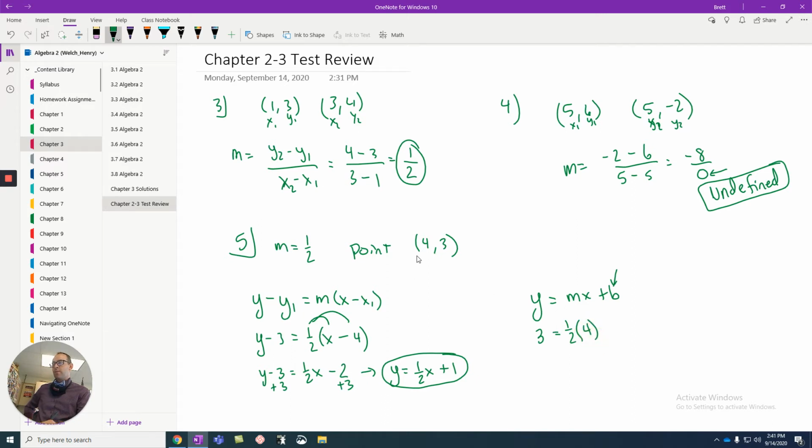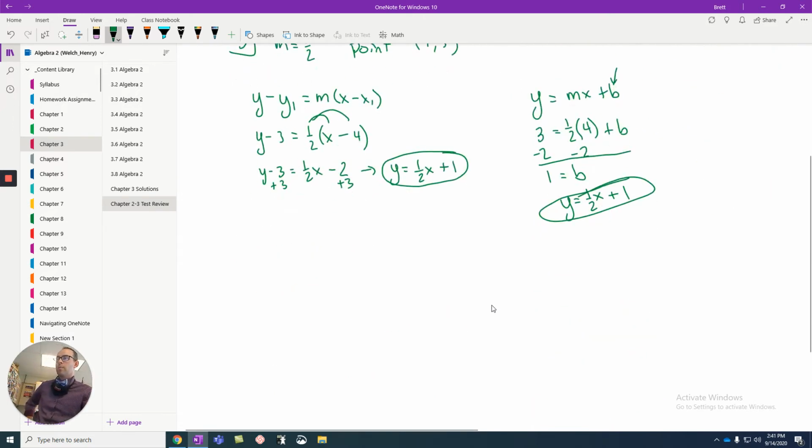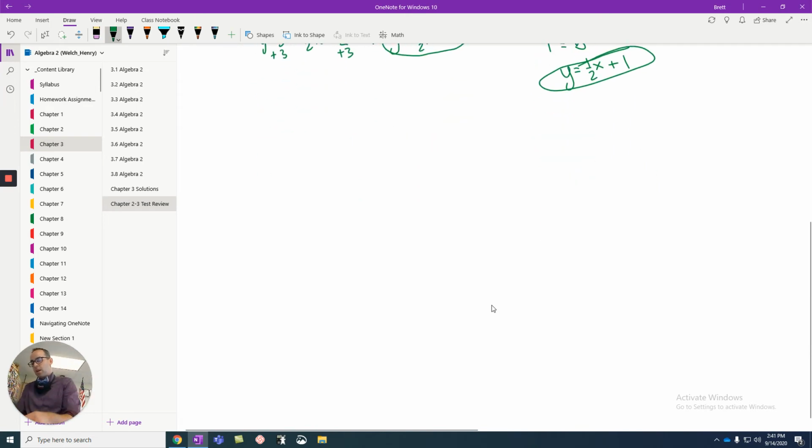So we're still using the same ordered pair and point plus my unknown b. Well, half of 4 is 2, so I'm going to minus 2 from both sides. And that gives me that 1 is equal to my b. Well, in this format, y equals 1/2 x plus my b, which we learned was 1. And you can see we got the same answer in both cases, so either one of those is a workable option for number 5.